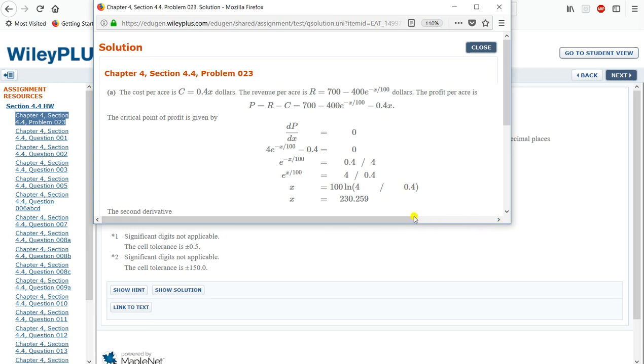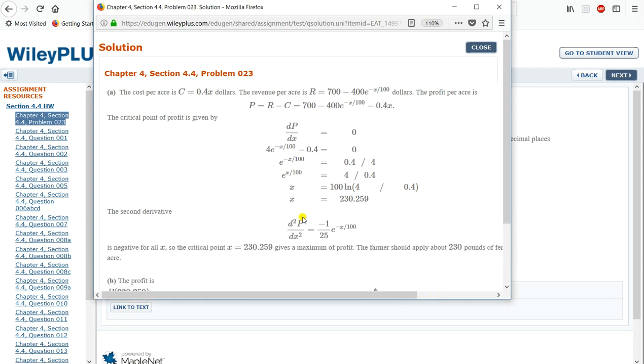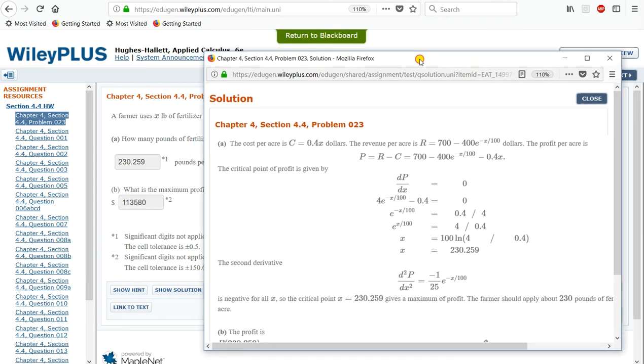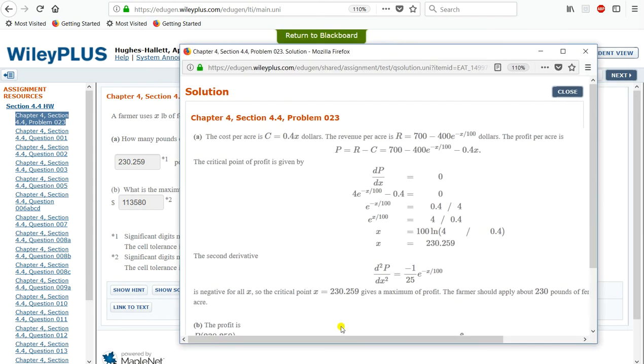Now, in order to know if this one is the max profits, you must first confirm this one is really the point where you get the maximum profits. In order to confirm this is the max or the local max, you can use the second derivative.